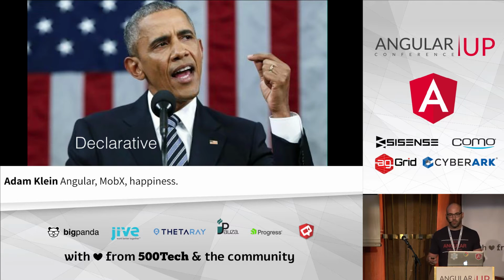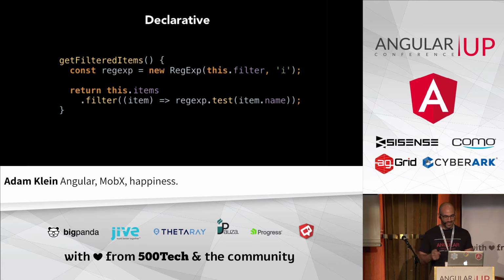So the other approach, instead of being imperative, is being declarative. It looks promising. So declarative means, let's say we take the list of filtered items. We have a function that just recalculates the current list of filtered items. It takes the filter and the list of items and see which one matches the filter.